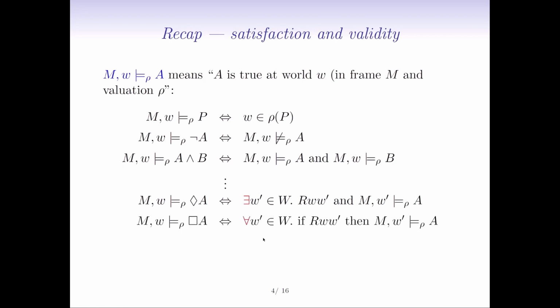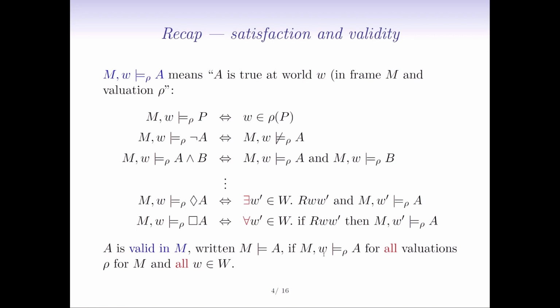Dually, the formula box A is true at W if A is true at all worlds accessible from W. So for all W prime, such that W prime holds, so that's for all worlds accessible from W, then again, A is true at that W prime.